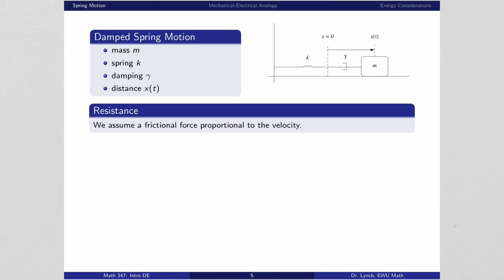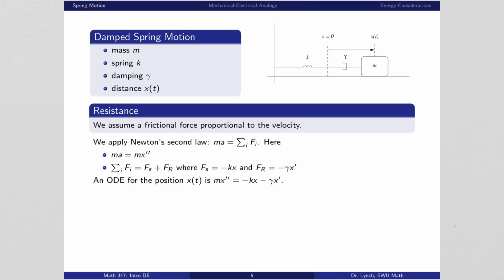proportional to the velocity. So again, we can use Newton's second law to derive a differential equation model for this damped spring motion, where ma is equal to the sum of the forces. And again, we'll take ma to be mx double prime. And here we'll think about two forces, namely the spring force that we had before, as well as the resistive force, F sub r equals minus gamma x prime.